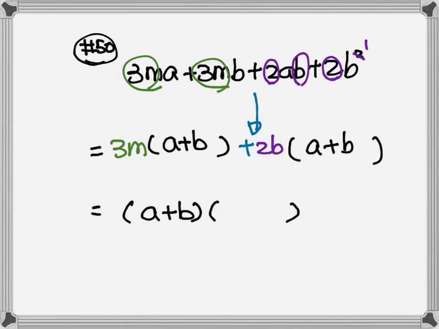You draw empty parentheses. You go back to the previous steps. Whatever is outside of the parentheses, you bring everything into that empty parentheses. Then that's the answer. Now, let's look at number 58.